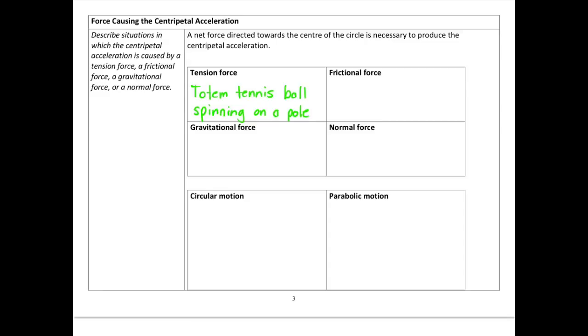The gravitational force, I sort of mentioned before, that might be a satellite spinning around the Earth or orbiting Earth, a bit more scientific word. Or it might be something like the Earth orbiting the Sun. So they would all be examples where a gravitational force causes circular motion.